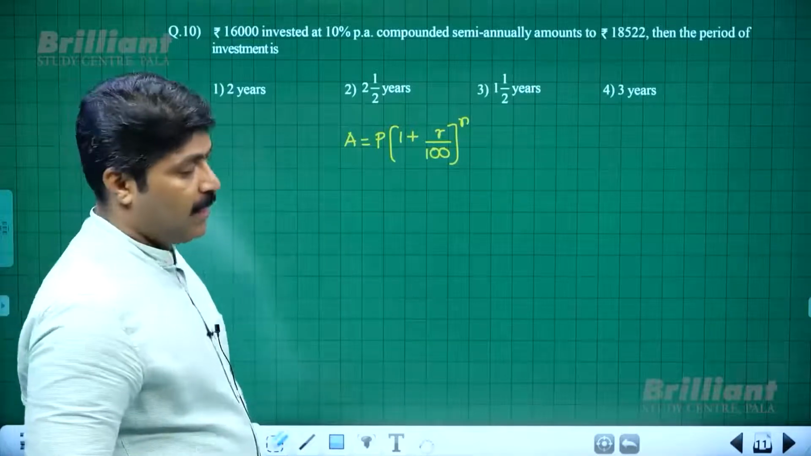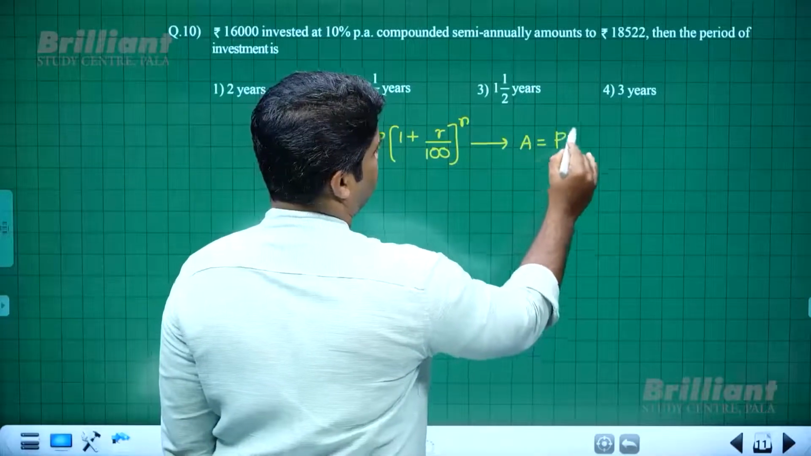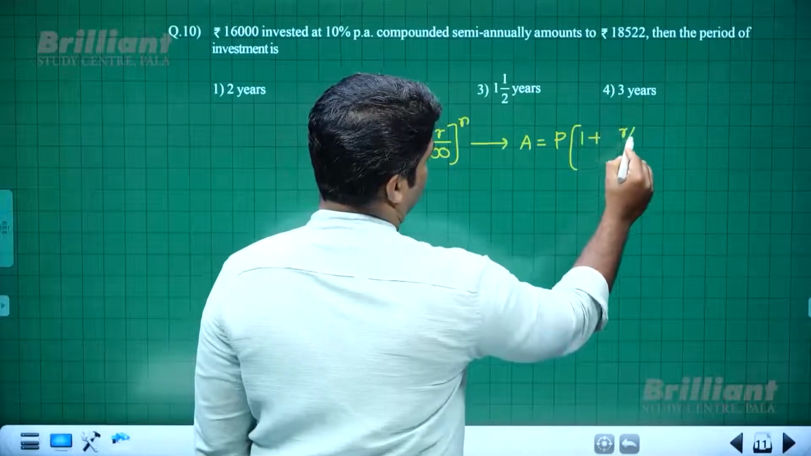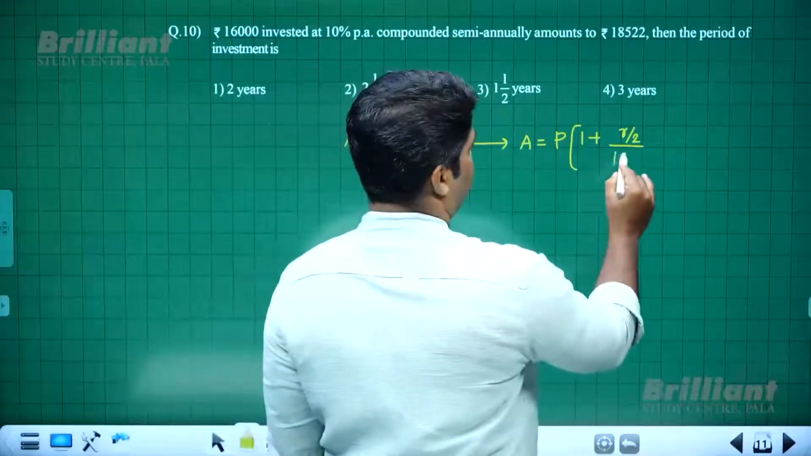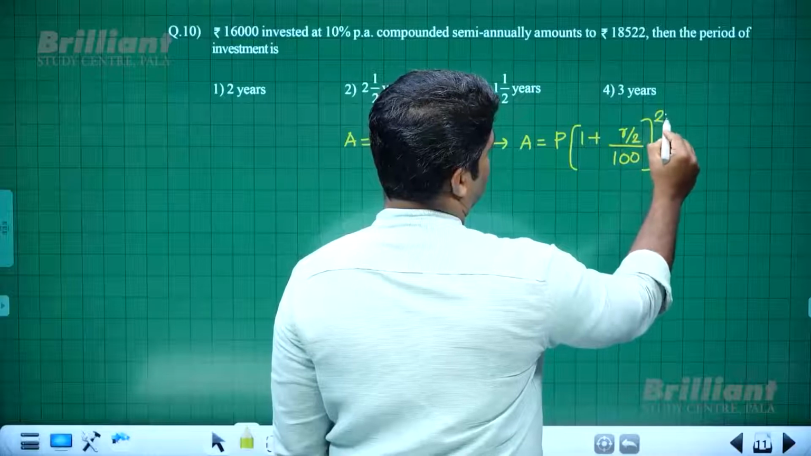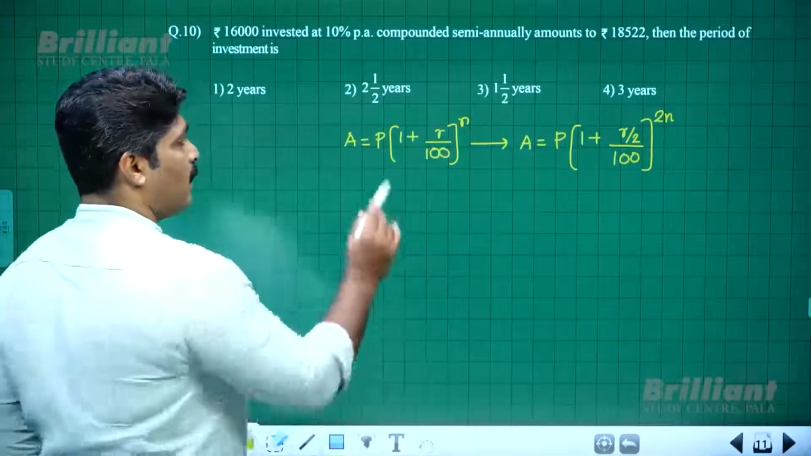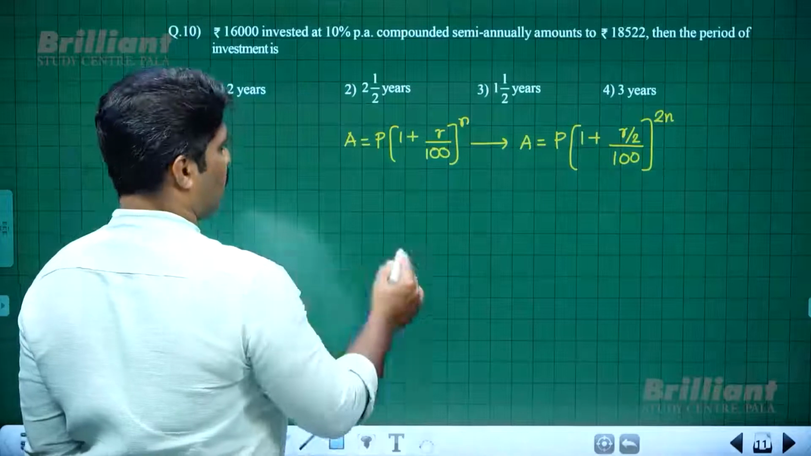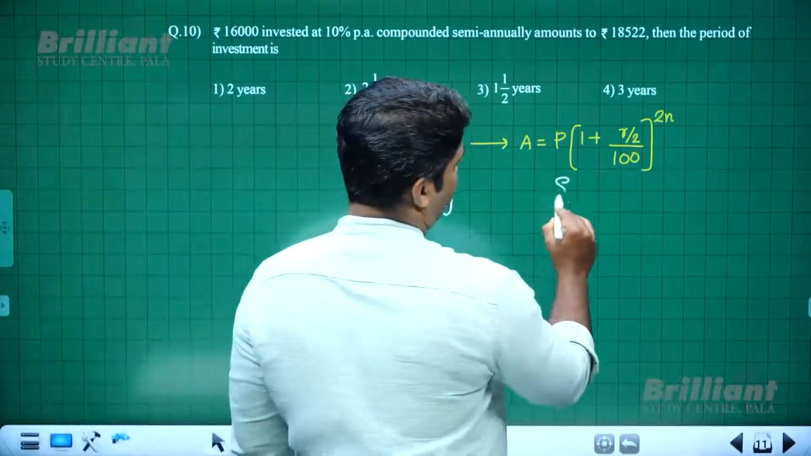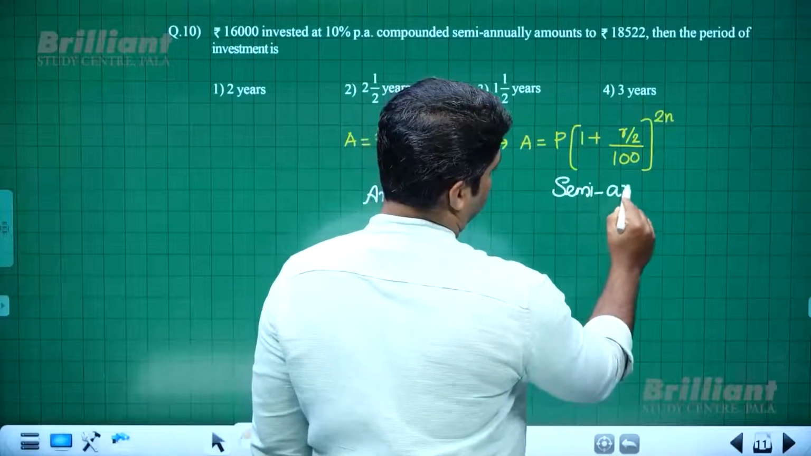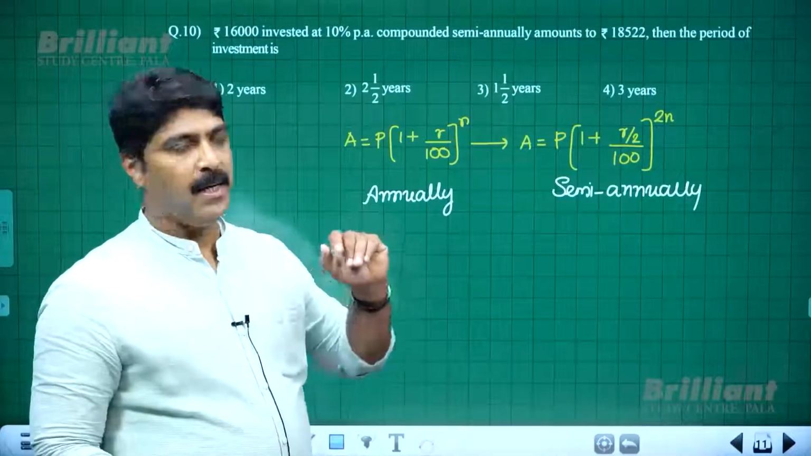If it is semi-annually, then what will the result be? A is equal to P into 1 plus R by 2, the rate of interest becomes half, divided by 100, and the period becomes twice, so that is 2n. So this is the annual condition, and this is semi-annually. Semi-annually or half yearly. Got it? So we have to apply the second result in such a situation.